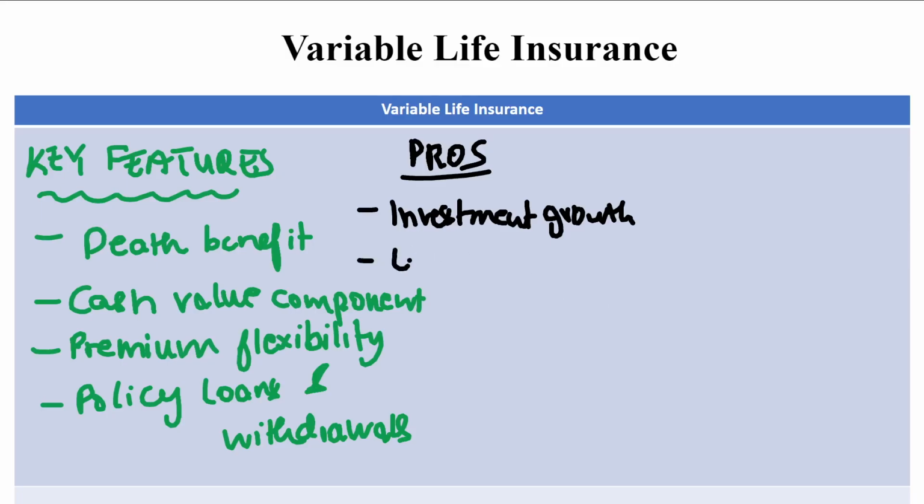Then we have lifelong coverage. Like other permanent life insurance policies, variable life insurance provides coverage for your entire life as long as premiums are paid. This ensures financial protection for your beneficiaries no matter when you pass away.